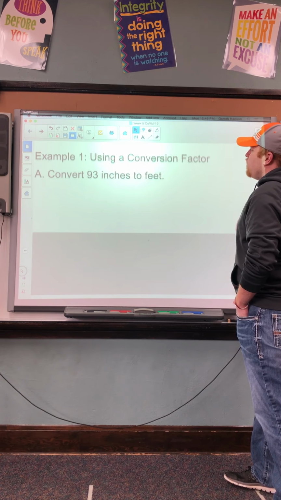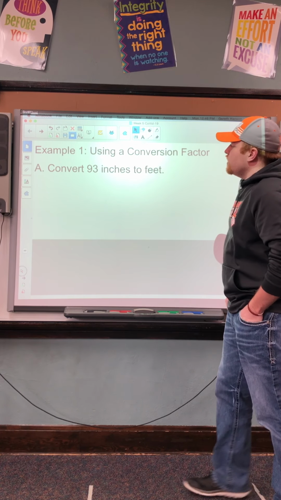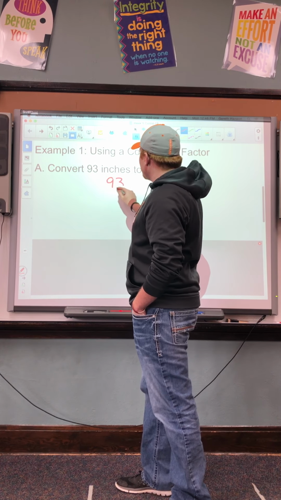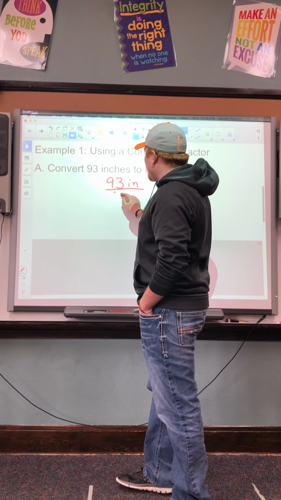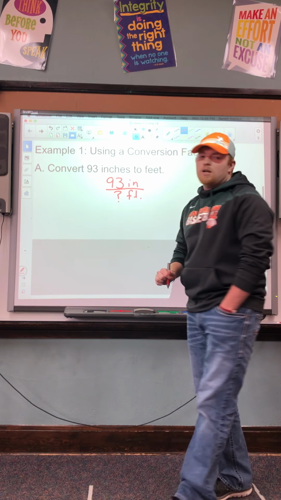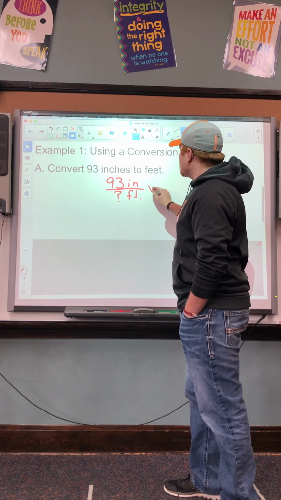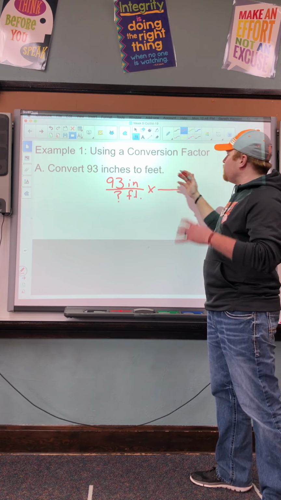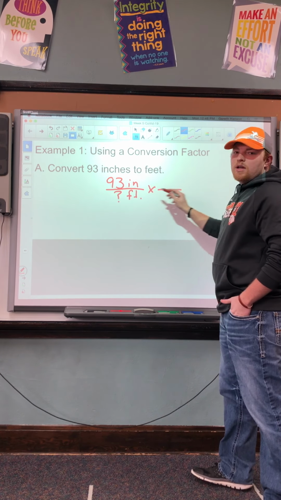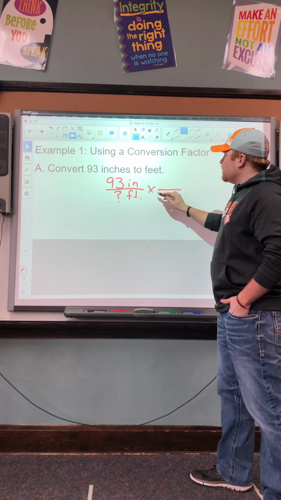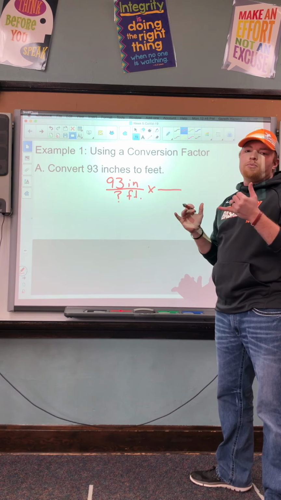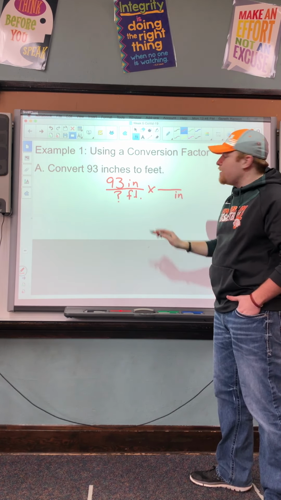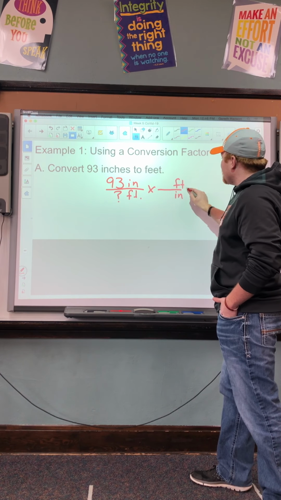Okay, so example 1, using a conversion factor. Convert 93 inches to feet. Okay, so first things first, there are 93 inches, and we don't know how many feet that is. This is kind of similar to making a proportion, except we're making a multiplication problem. Now to know where you put inches and feet, you don't put inches on the top. They have to meet diagonally. So inches on top here, it's kind of like the reciprocal. You flip-flop them. So inches on the bottom here, so then diagonally they're the same. So feet would be on top here.